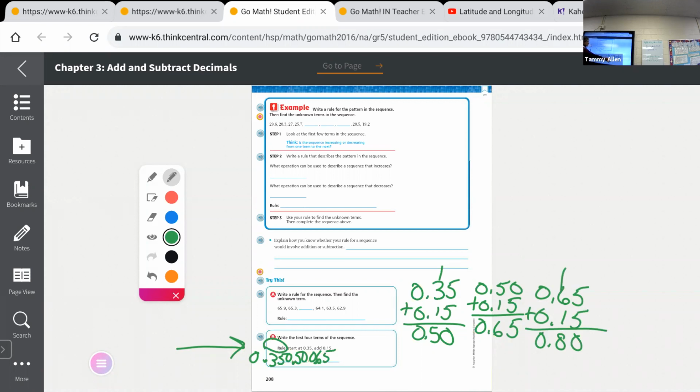Is that correct arithmetic? Yes. So there are the first 4 terms of the sequence. Do those directions make sense? Okay. You have to understand the terminology within the directions. Does that make sense? Okay. Questions on any of this?